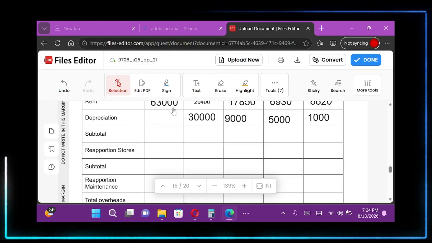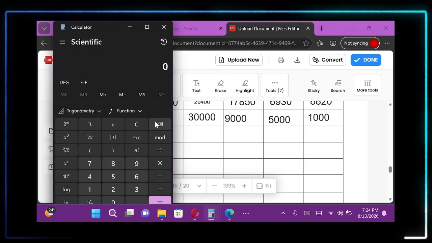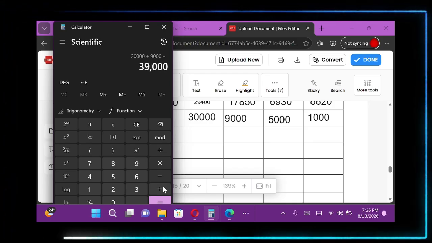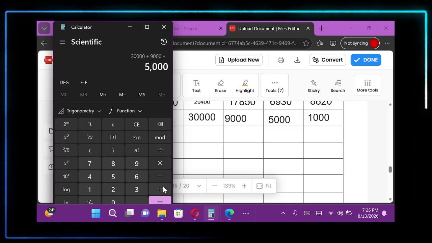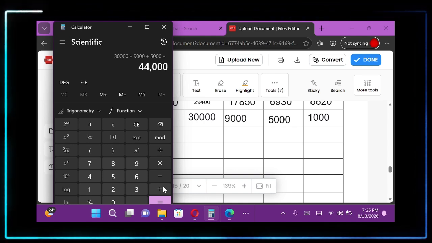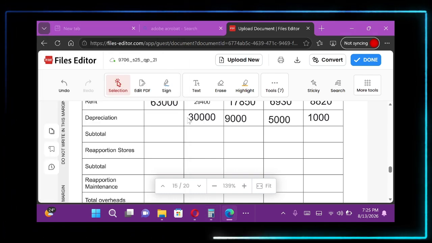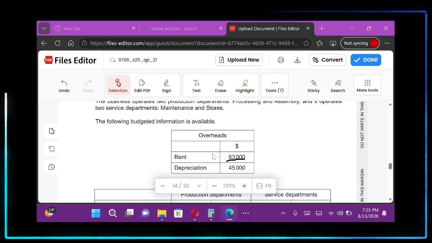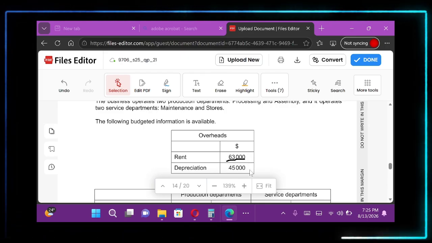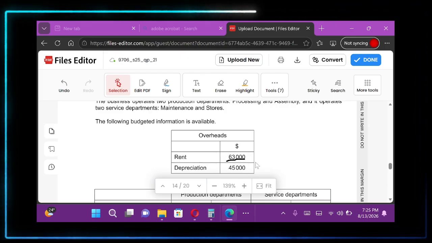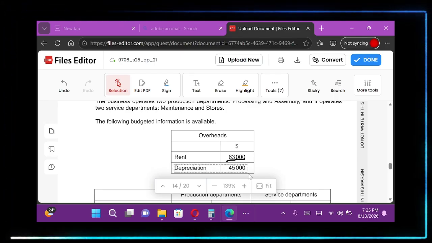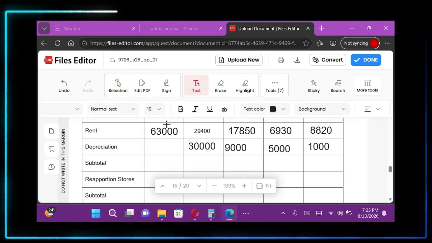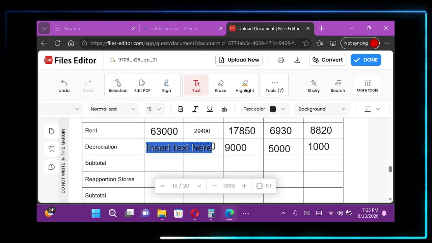Okay, let's find the total first before we move on. 30,000, 9,000, 5,000, 1,000, 45,000, which is correct because, guys, notice when we find the total, it must equal the total here. So the total of rent must be 63,000. The total depreciation must be 45,000. Okay, because we're just dividing the expenses that were given in the beginning.